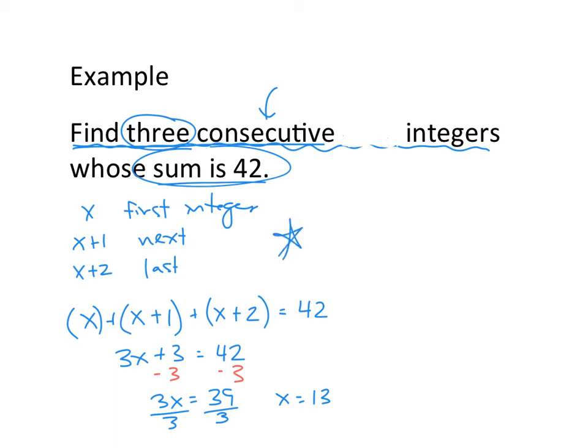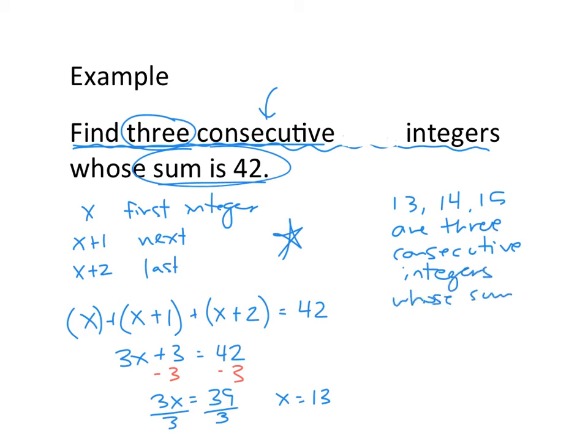But this is where, especially writing something like this down, will remind you, oh yeah, we had the first integer is 13, but the next 2 are important as well. So the answer to this question then is 13, 14, and 15 are 3 consecutive integers whose sum is 42. Yay! So we're done.